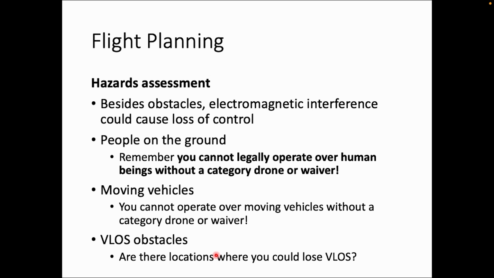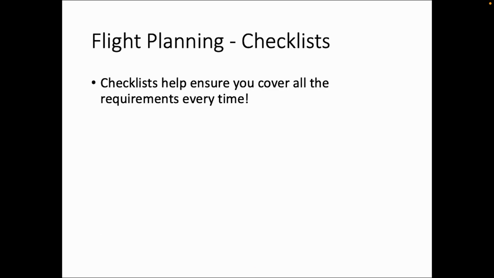Now, as we talked about in other videos, you cannot legally operate over human beings without a waiver. You also cannot legally operate over moving vehicles without a category drone or a waiver. So you're going to need to make sure that your mission is able to be carried out given these restrictions. You're going to need to be able to fly without flying over people. And if that's not possible, then you're going to have to try to get a waiver or get a category drone, something like that. And again, maintaining visual line of sight. How are you going to be able to maintain visual line of sight? Do you need to move around? Do you need to break up your mission into small segments? All of that you want to plan out ahead of time before you actually go and fly.